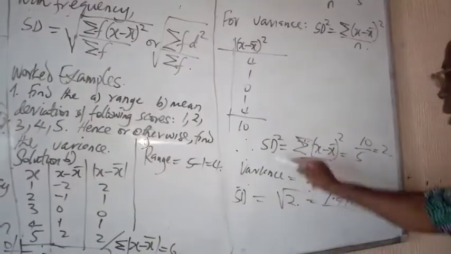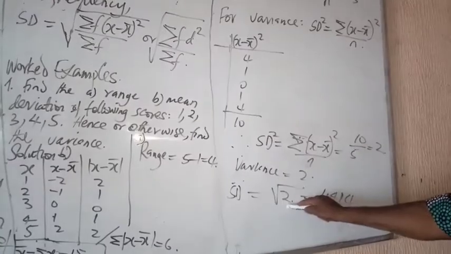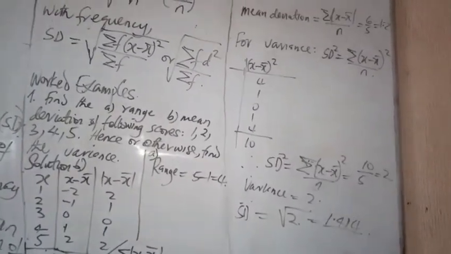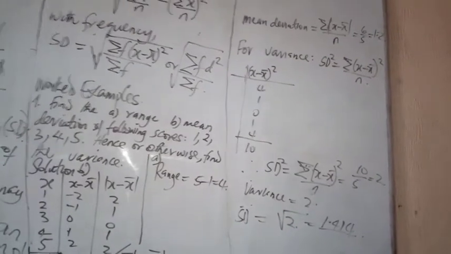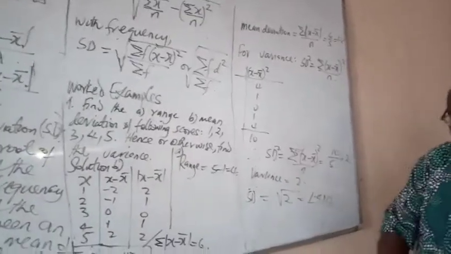So the variance is 2, while the standard deviation is the square root of that value, which will give you 1.414, or square root of 2, as the case may be. So in subsequent classes, we are going to look at more exercises on this. But based on the note I've given to you, I would like you to go through it.